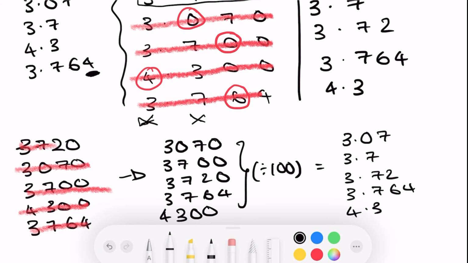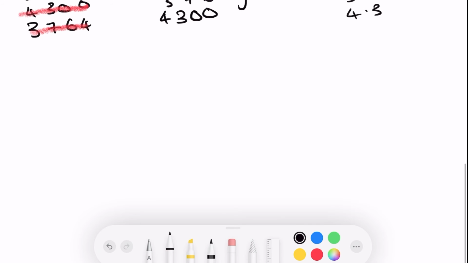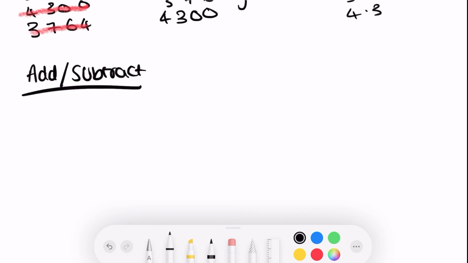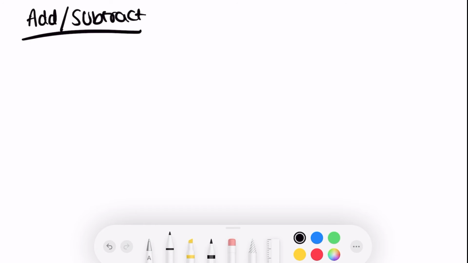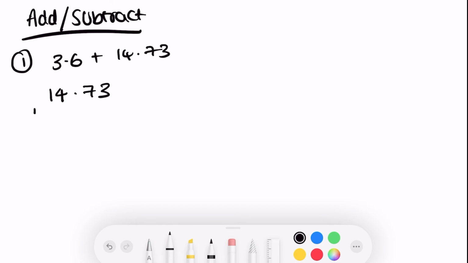Okay. Now, moving on, we're going to look at adding and subtracting decimals. Okay. We do this in exactly the same way as we do whole numbers. All right. So just going to do one example of each. If we take 3.6 plus 14.73, you can choose how you write this. Personally, especially with whole numbers, I would always go for the number with greater digits first. So I would write it this way round.